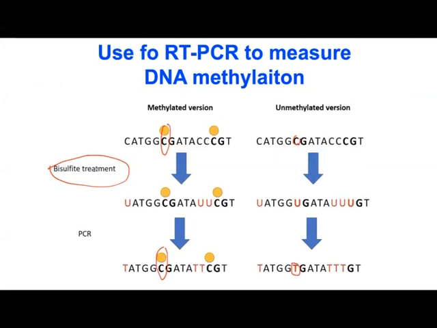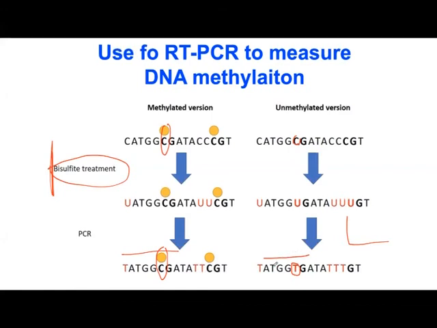So basically, this is a chemical reaction you need to do, so that the C will become a T, and the methylated cytosine will not be converted to T. Then you can use a real-time PCR where, because this is a C and a T, you can design primers that bind to the C and primers that bind to the T. And then you can quantify that.